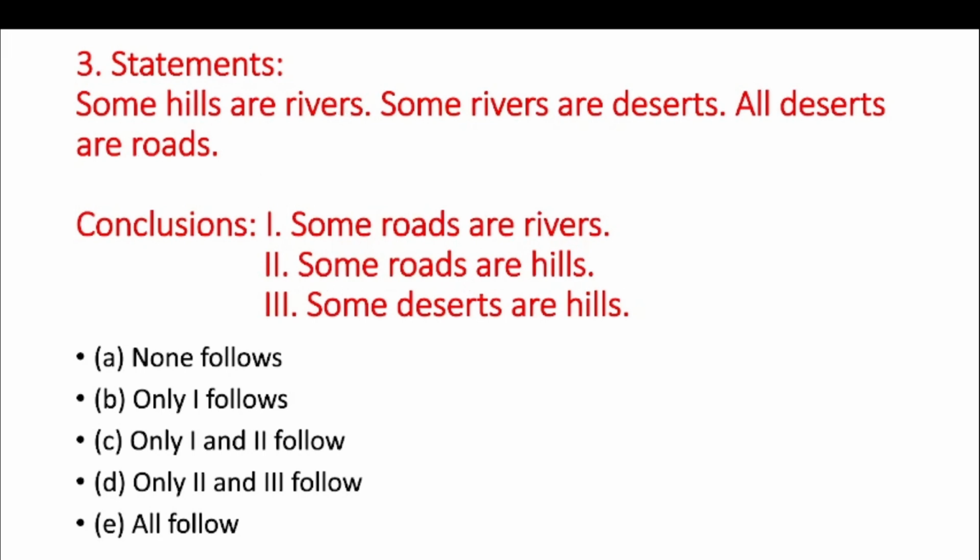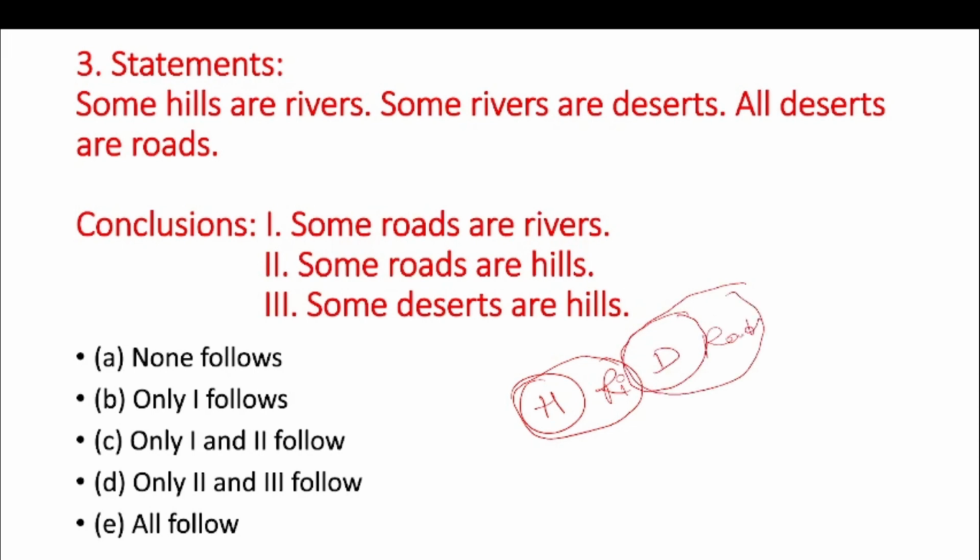Some hills are rivers. Some hills are rivers. Okay, here are some hills and rivers, and they are part of rivers. And some rivers are deserts. Okay, some rivers are deserts. All deserts are roads. Okay, all deserts are roads.